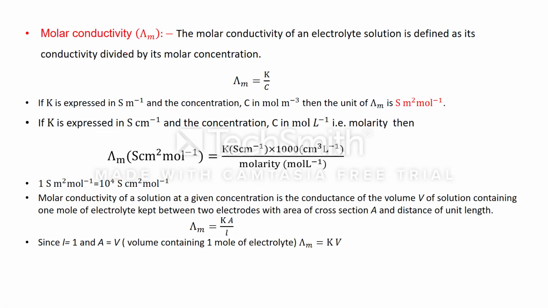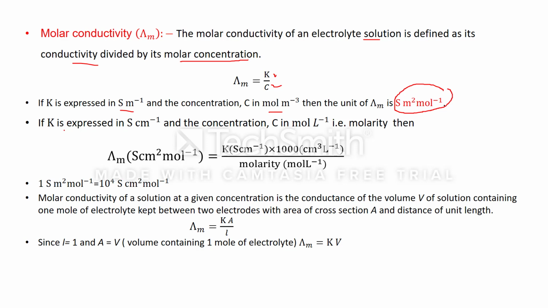Now molar conductivity. This is represented by lambda m. Molar conductivity of an electrolyte solution is defined as its conductivity divided by its molar concentration. So we can say lambda m is equal to kappa by C. If kappa is expressed in Siemens per meter and the concentration C in mole per meter cube, then the SI unit of molar conductivity is Siemens meter square per mole.